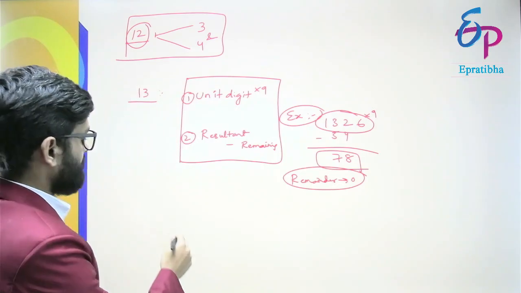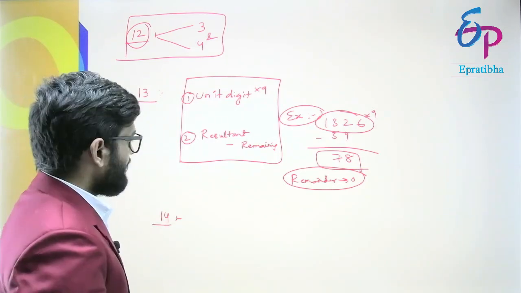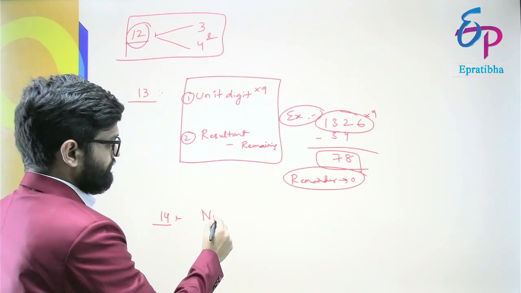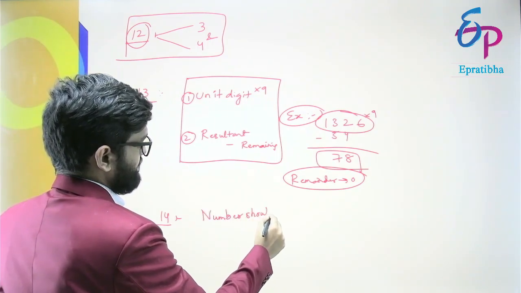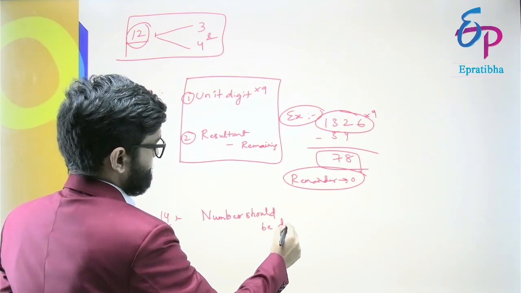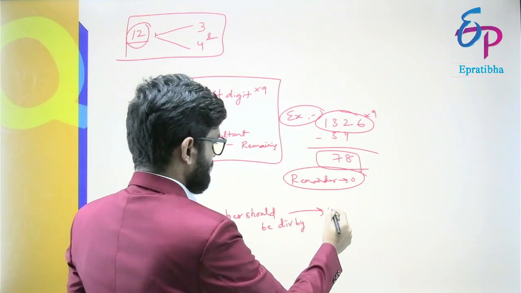How can you tell whether a number is divisible by 14 or not? How can you tell whether a number is divisible by 14? The number should be divisible by both 2 and 7.